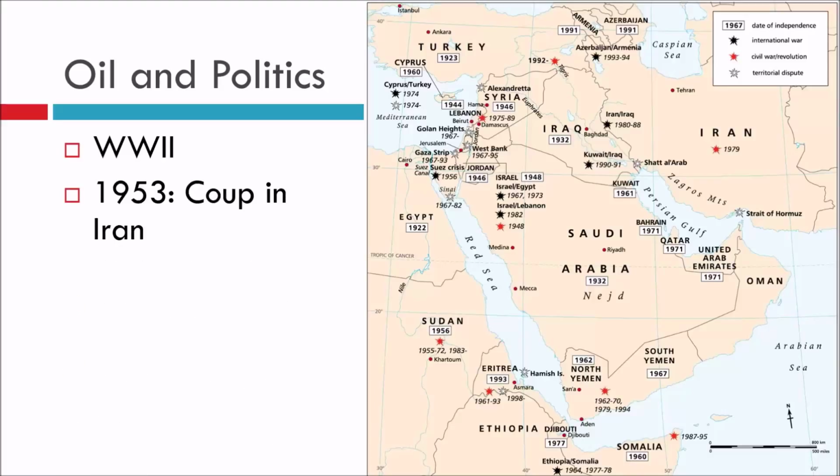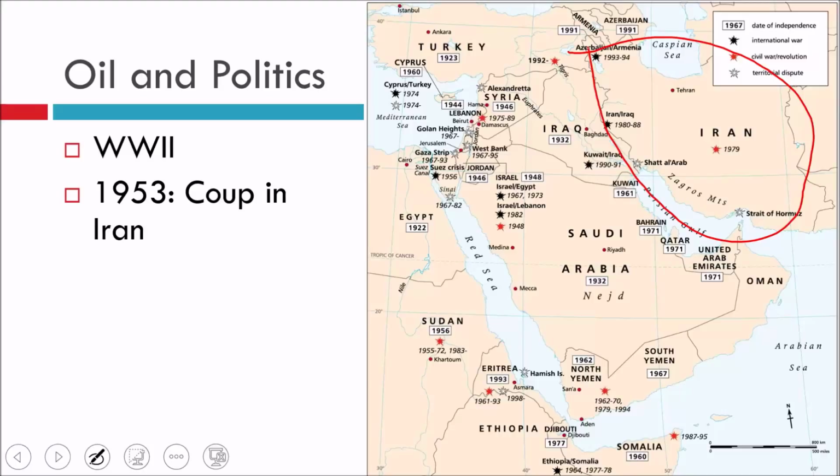The next story I want to tell has to do with Iran in 1953. So on the map here, you have Iran up here. And briefly, I want to tell the story of nationalism and oil in Iran and the impact that oil plays in that country.